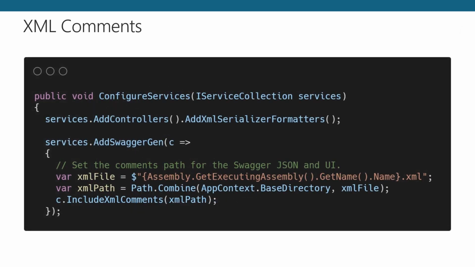Back in the Startup.cs file, you'll need to tell Swagger where it can find the XML comments once the project is built. And generally, these files are in the same directory as your executables, but you can set the location to whatever you want. The important part is that you're telling Swagger where it can find your comments.